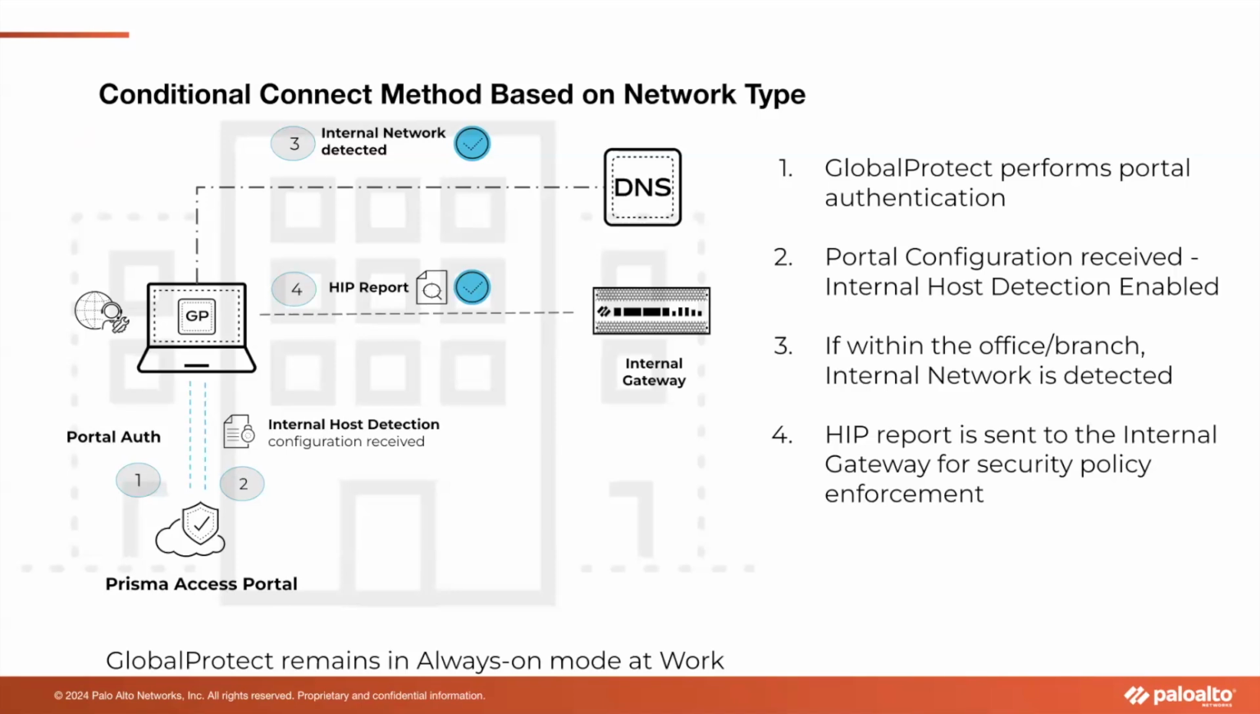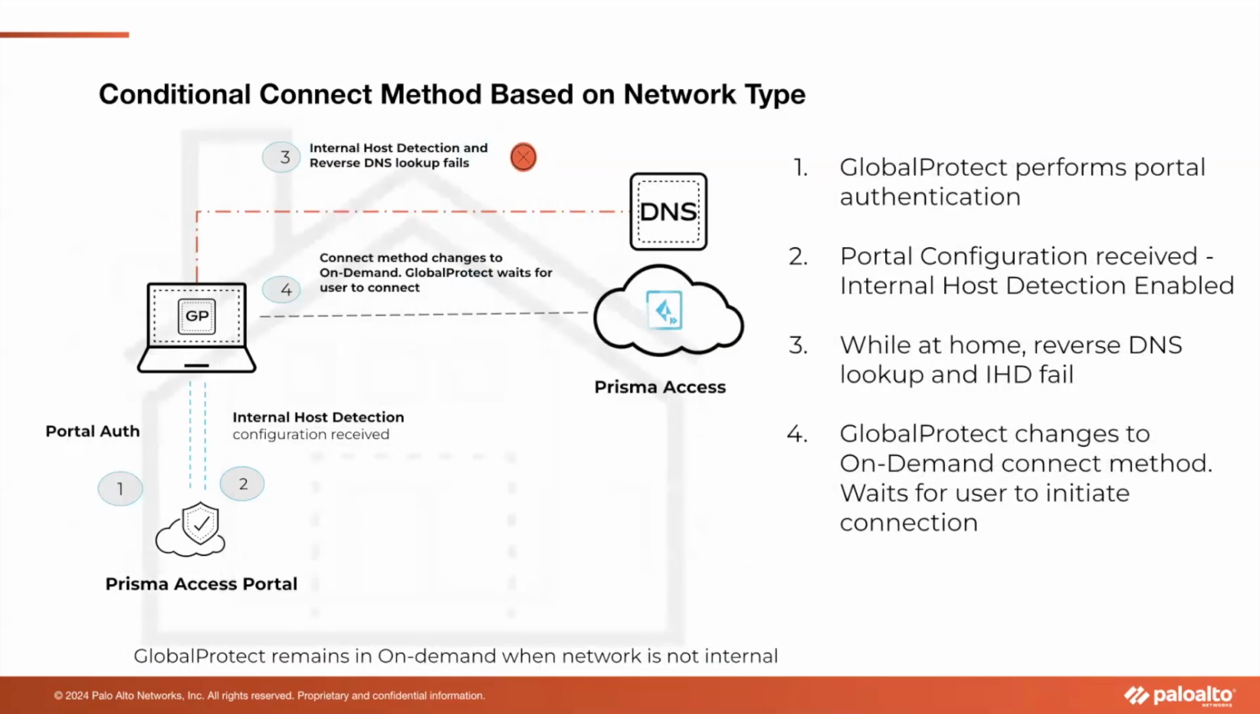Okay, so as I said, just to summarize, GlobalProtect does the portal authentication, and the GlobalProtect portal configuration is received. We have the internal host detection method enabled. So if the internal office network is detected, the HIP report is sent to the internal gateway for the security policy enforcement, right?